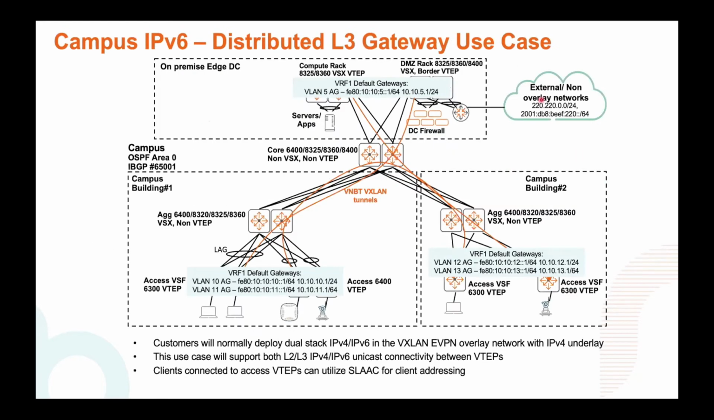In the campus, that's what we see as well with distributed gateways, with dual stack. And the clients typically will use SLAAC, right? They do not have static IPs normally for v6. So this will enable dual stack for the clients to get out on the border to the non-overlay network.